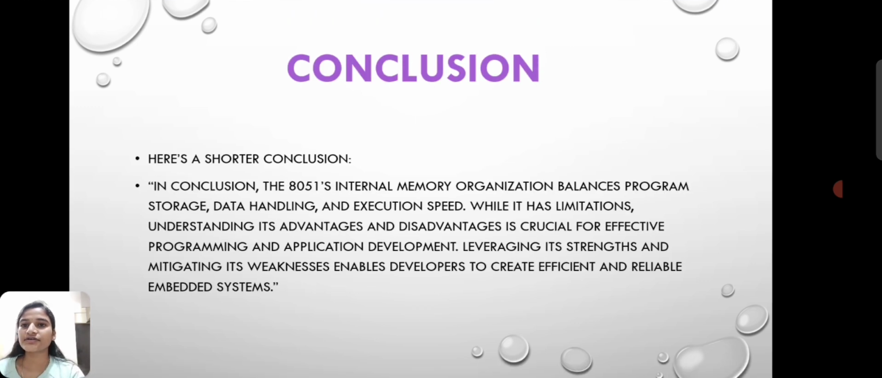So let us conclude this topic with a conclusion. Here is the shorter conclusion. In conclusion, the 8051's internal memory organization balances program storage, data handling, and execution speed. While it has limitations, understanding its advantages and disadvantages is crucial for effective programming and application development. Learning its strengths and weaknesses enables developers to create efficient and reliable embedded systems.